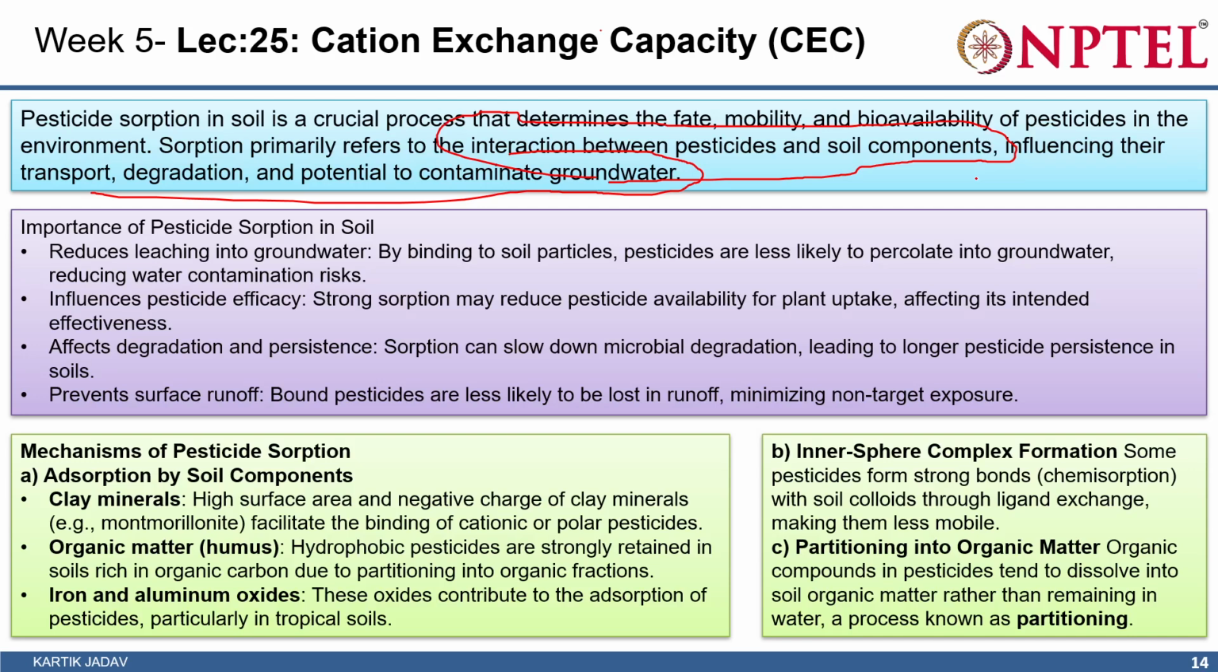And generally, when we are talking about the soil, we are primarily taking care of adsorption. Okay, so let's understand this through one example. Suppose this is the soil column. Soil column means this is a cylindrical pipe, and in that we have filled the soil. Okay, this is the soil.